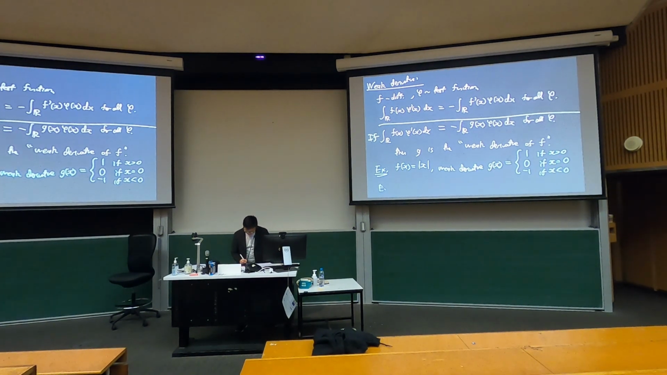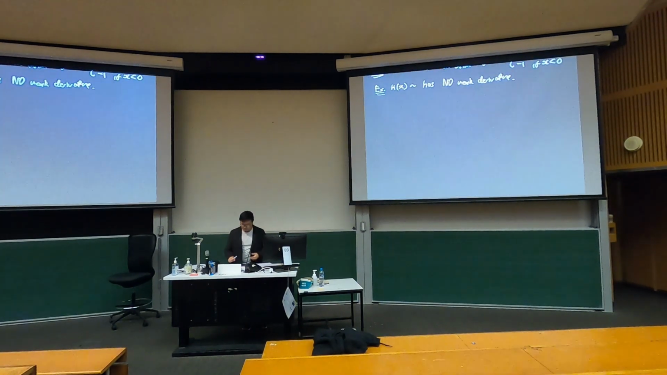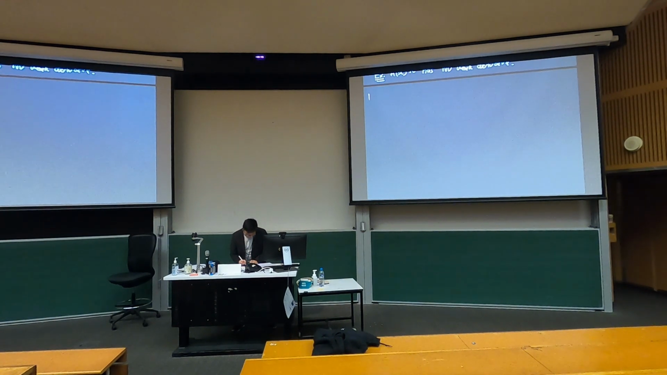However, we end up with another problem. For example, something like the Heaviside function that I defined earlier has no weak derivative. So it turns out it is not possible to find a single function g which can be the weak derivative of the Heaviside function. But that's okay, because the weak derivative and its behavior, at least for functions, gives us an idea on how we define the derivative of a distribution. So let's now move on to defining the distributional derivative.